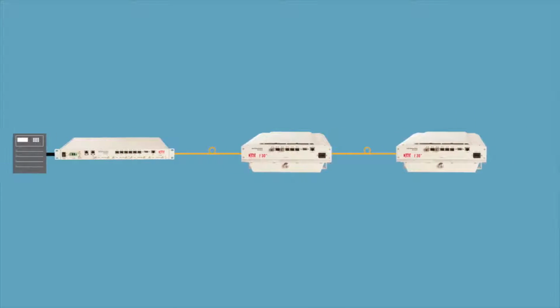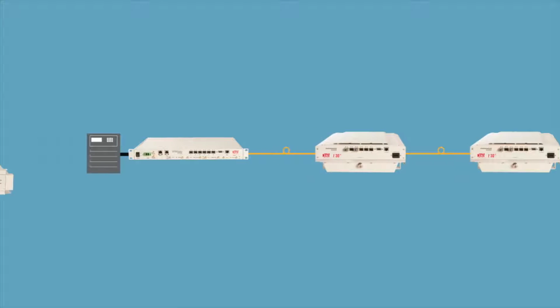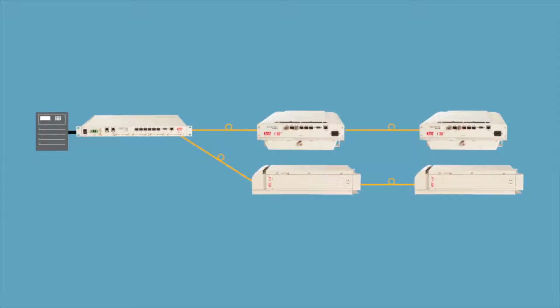Remotes can also be daisy-chained or cascaded. So that's a second type of networking. And finally, we can combine those 2 types of networking and create a hybrid network, star and daisy chain.